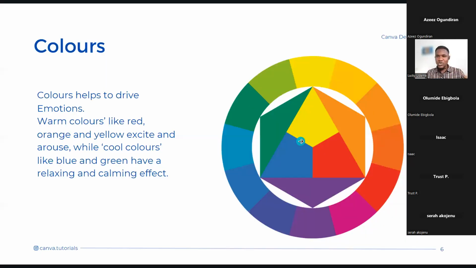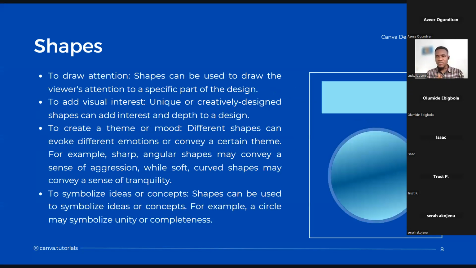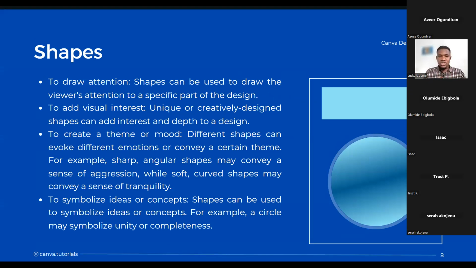So we need to understand this while using colors, also for it to invoke emotions. February 14 is coming, and then you want to do a design. It's obvious you should be using red as the major color in your design. So it depends on the emotions, and these are the things you need to put in place while you're designing. Okay, so shapes, again. I use different shapes in this design. Shape is also one of the important elements you see in graphic design, to draw attention, to add visual interest, to create a theme or mood, to symbolize an idea or concept. So there are different uses.